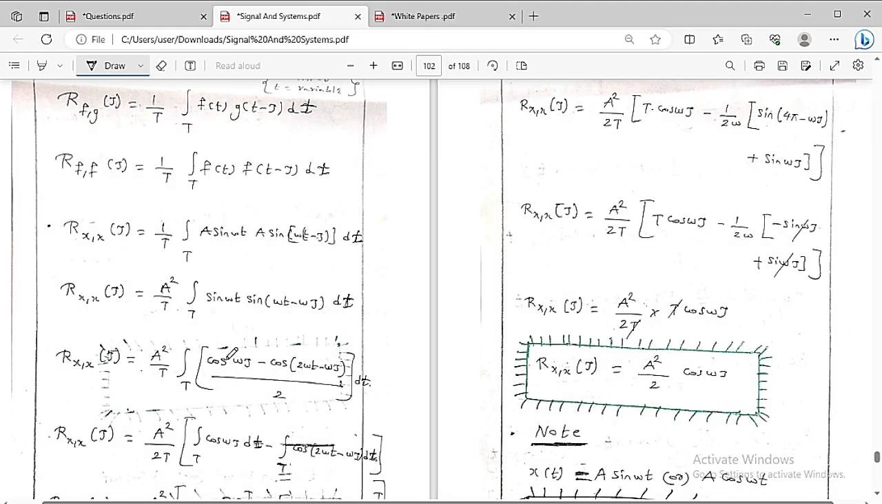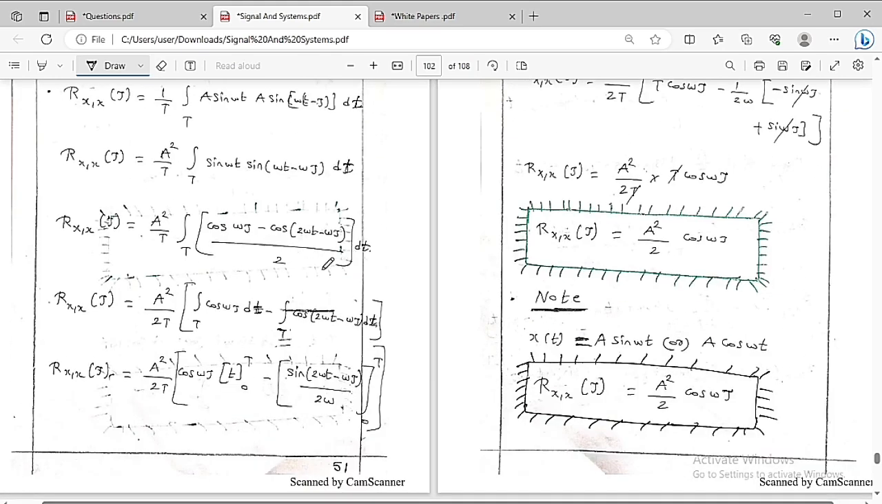So 1 by 2 cos of a minus b, which is omega t minus omega tau, minus cos of a plus b. If you do a plus b, we get 2 omega t minus omega tau, where a is equal to omega t and b is equal to omega t minus omega tau. By using that formula, we have got this expression. Now 2 is a constant, so take it out of the integration, A squared over 2T, integration over t. Now take dt inside, and what you are going to get is the integration over t of cos omega tau dt minus the integration over the time period of cos of 2 omega t minus omega tau dt. I have separated the integration.